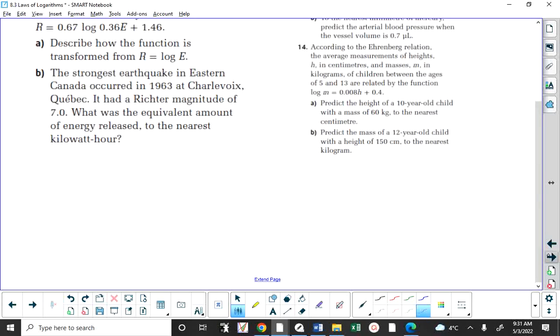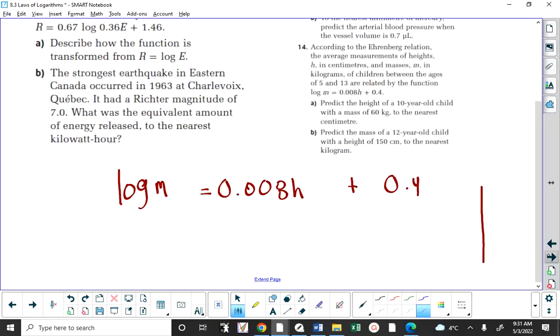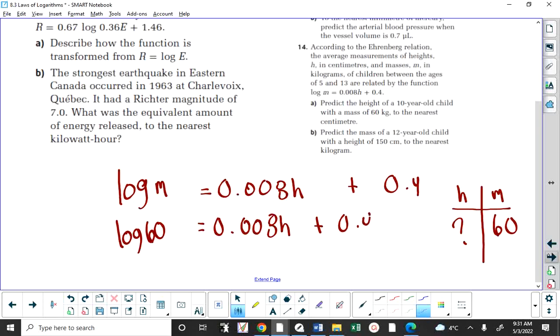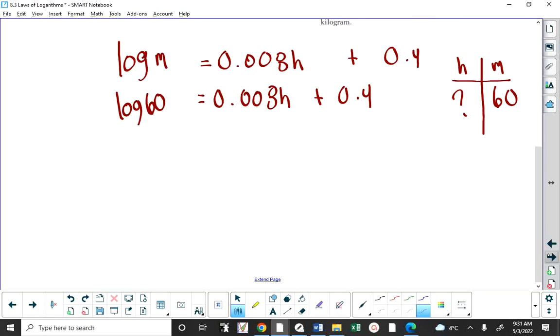So our equation is log of m equals 0.008h plus 0.4. And we're trying to find the height when the mass is 60. So we have to put 60 in for m, and I'm going to have log of 60 equals 0.008h plus 0.4. So what I would say to you here, Marcel, is this is just a number.